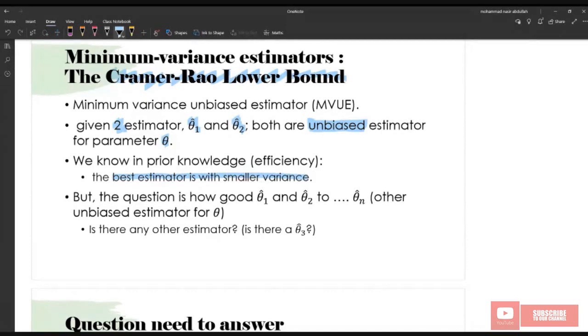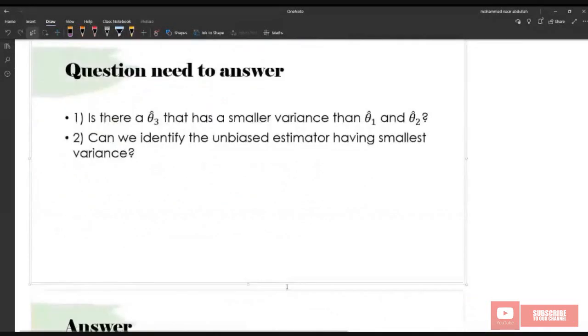But the question is how good theta 1 hat and theta 2 hat are as unbiased estimators of the parameter theta. And we want to know, is there any other estimator, theta 3 hat or theta 4 hat or theta 5 hat, until theta n hat? The question we need to answer is, is there a theta 3 hat that has a smaller variance compared to theta 1 hat and theta 2 hat? And can we identify the unbiased estimator that has the smallest variance?